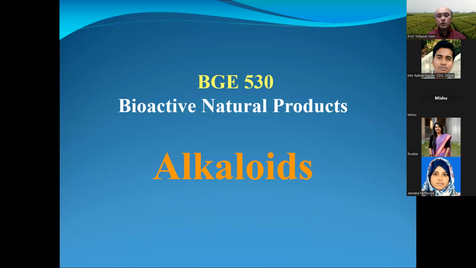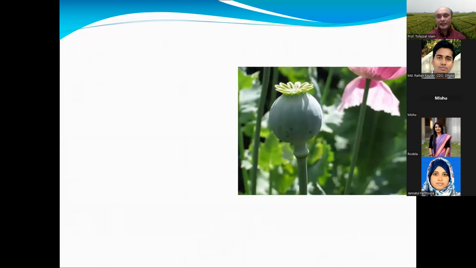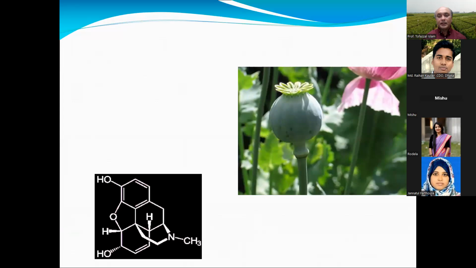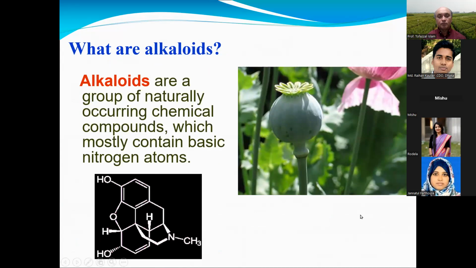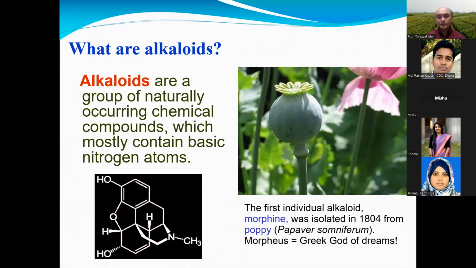Alkaloids are the most important and prominent group of bioactive natural products. You can see this image. The image is of a poppy pod, the poppy flower. Obviously, you have seen it in the garden. Poppy carries a very famous alkaloid called morphine. Morphine is the most famous alkaloid in history, and it was isolated in 1804 from Papaver somniferum, the poppy plant.